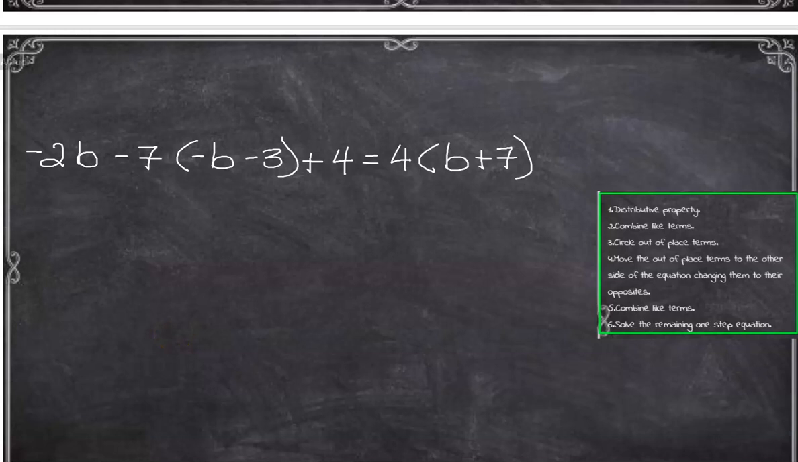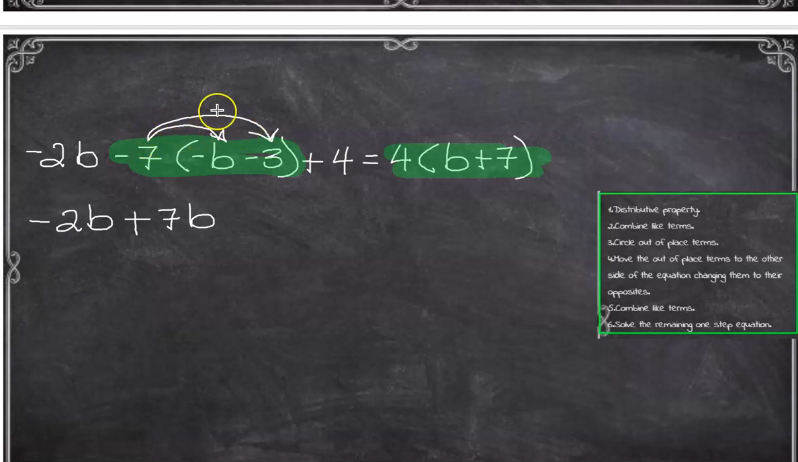The first thing I want to do is my distributive property on each side. So I'm going to do this part and this part, and just bring everything else down. I'm bringing down the negative 2b. Negative 7 times negative b is plus 7b. So I did that part right there, and now I do this part right here. Negative 7 times negative 3 is plus 21, and then bring down that plus 4.